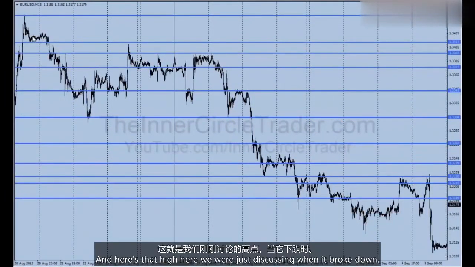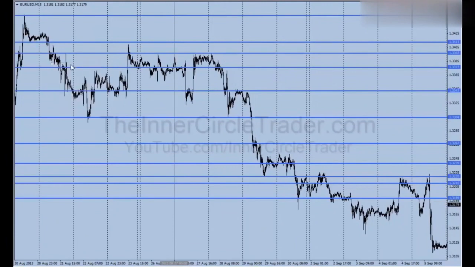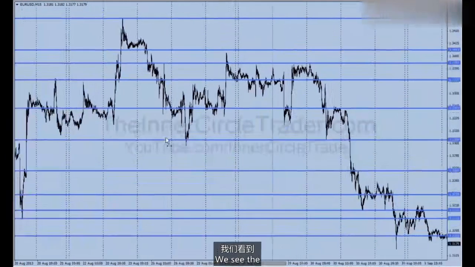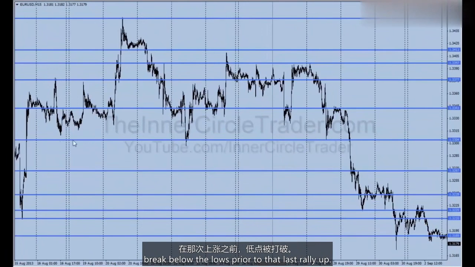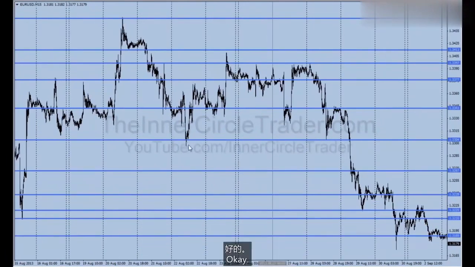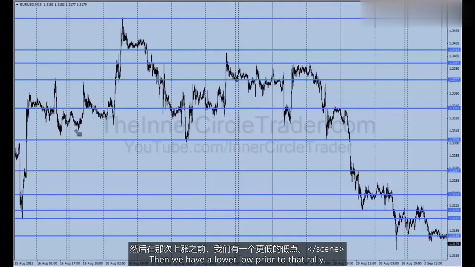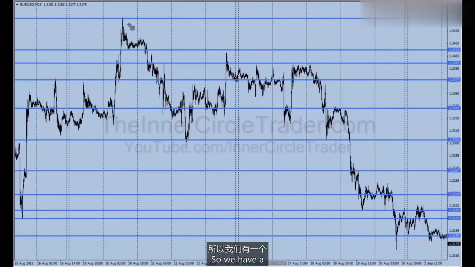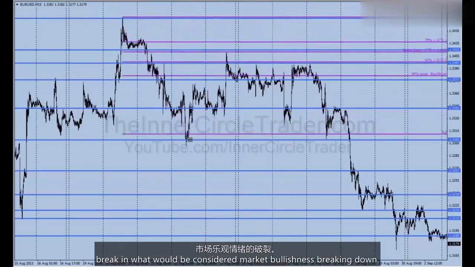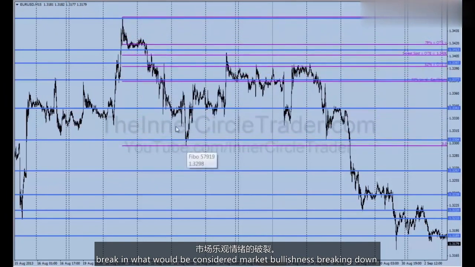And here's that high we were just discussing when it broke down. We see the break below the lows prior to that last rally up. So now here we have the range, high to low. Once these lows were taken out, we have a shift in market structure. Now what does that mean? Well, it means that we have a low to high, a low to high, then we have a lower low prior to that rally. So we have a break in what would be considered market bullishness breaking down.